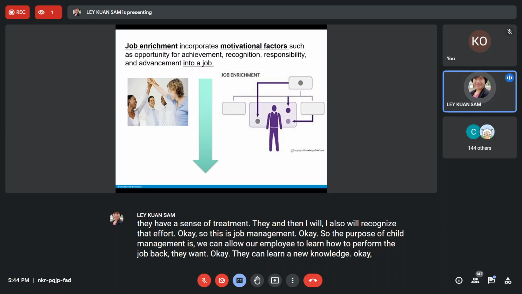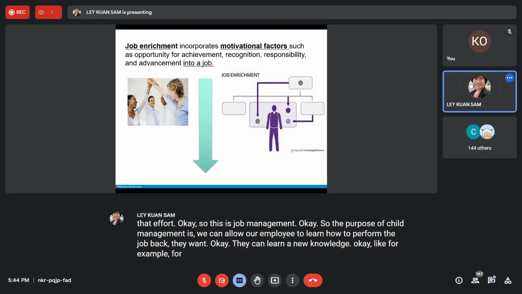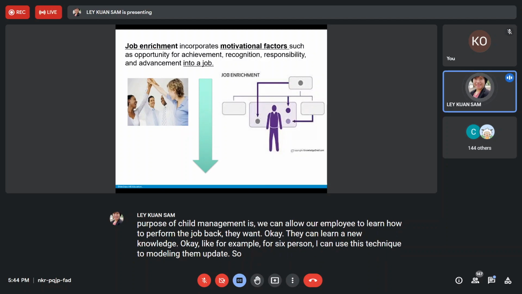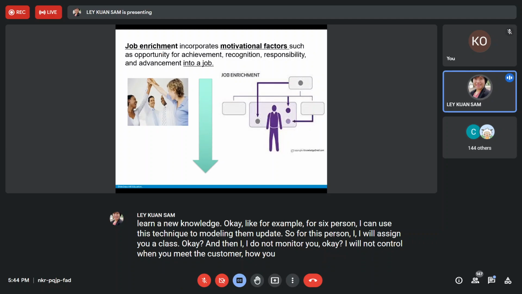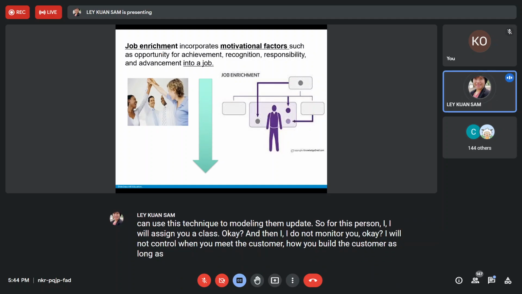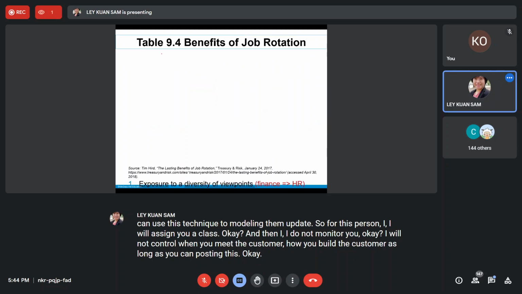For example, for a salesperson, I can use this technique to motivate them. I will assign you a task, and then I will not monitor you. I will not control when you meet the customer or how you meet the customer, as long as you can close the sales. So then this part.